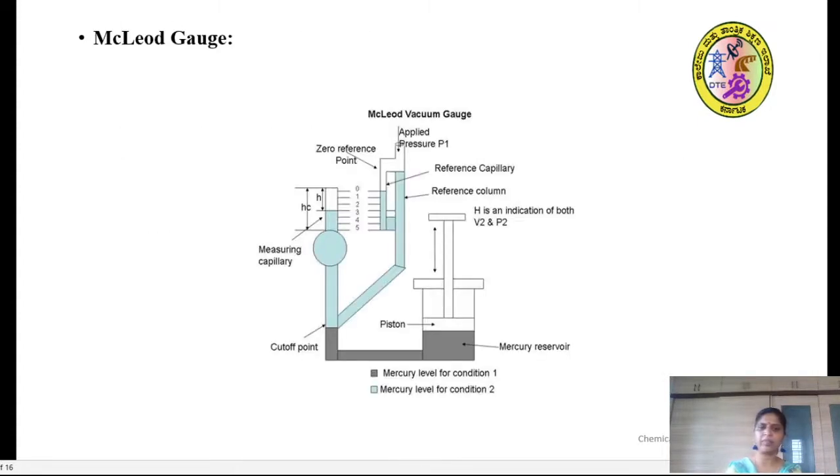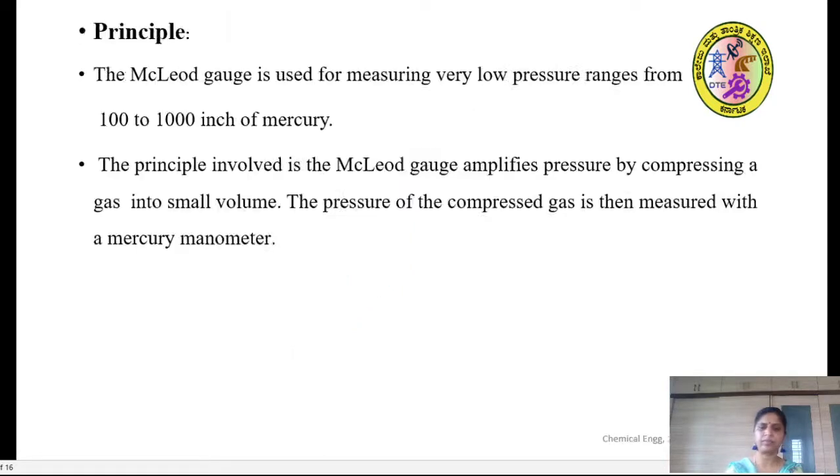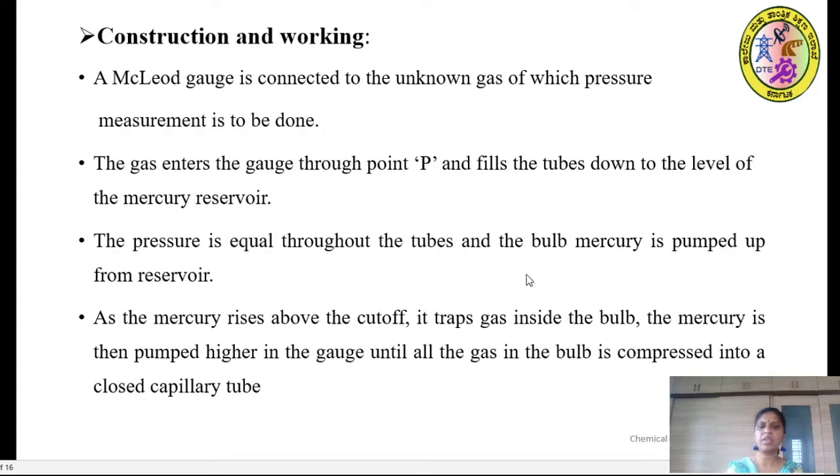I'll show the diagram again. The gas whose pressure is to be measured is admitted until the cutoff point of the mercury. Then the mercury reservoir is lifted and pumped so that it traps the gas inside and rises in the capillary tube, until the gas is compressed. That will be equal to the zero reference of the other capillary, the reference column, as the pressure has to be maintained equal in the tubes.